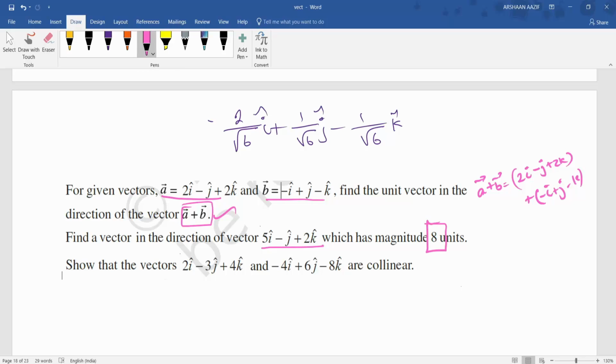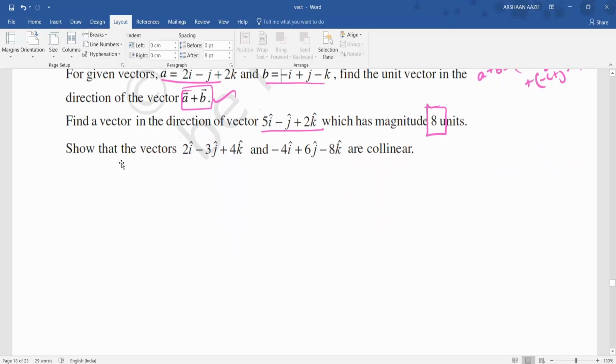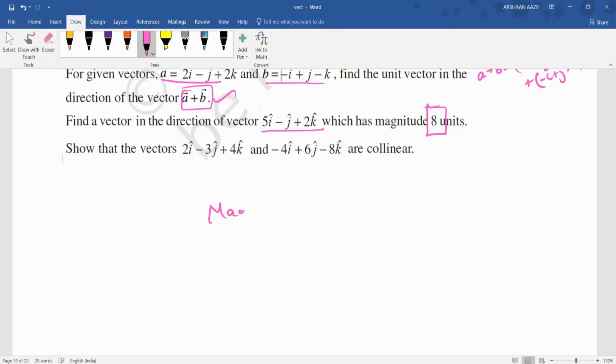The next question: find the vector in the direction of the given vector which has a magnitude of 8 units. So we have to find a vector with both magnitude and direction. The magnitude is already given, it is 8 units, whereas my vector should be directed in the direction of 5i minus j and 2k. So that is the objective here. My magnitude should be 8 and that should be directed in the direction of the given vector. Technically, I need the direction of the given vector, and in that direction I should have a magnitude of 8.